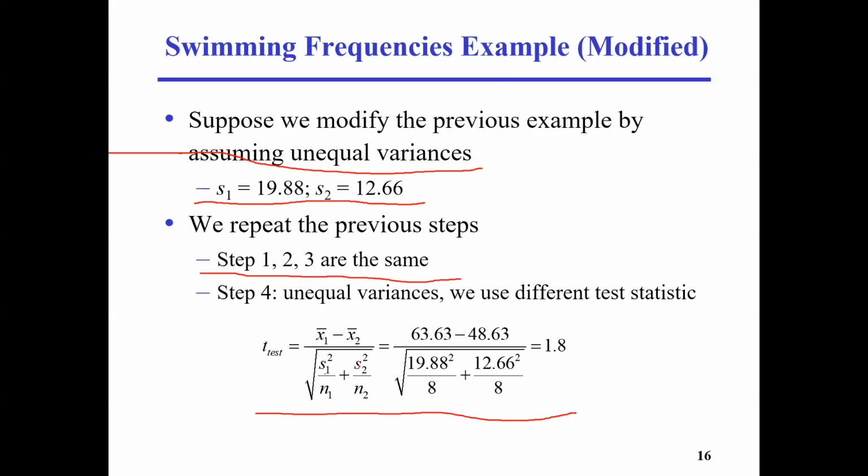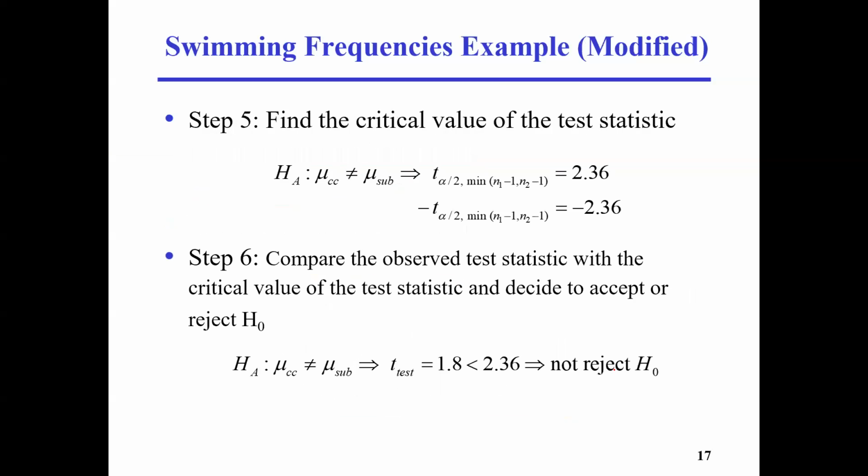You have S1, S2 instead of SP. Simply replace these parameters with specific values, then you should have a result of 1.8. And then you just have to find critical values again, because the degree of freedom is different. Because now we're assuming unequal variances, you have to calculate n1 minus 1 and n2 minus 1, and use the smaller one as the degree of freedom.